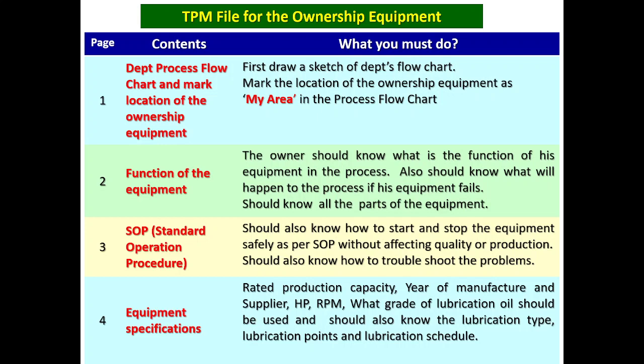He should also know how to start and stop the equipment safely as per SOP, that is standard operating procedure, without affecting quality, production and safety. Should also know how to troubleshoot the problem, what are the root causes of these problems and how to avoid them. You should also write down the important equipment specifications like rated production capacity of the equipment, year of manufacture and supplier, HP, RPM, what grade of lubrication oil should be used, and number of lubrication points, and the lubrication schedule.